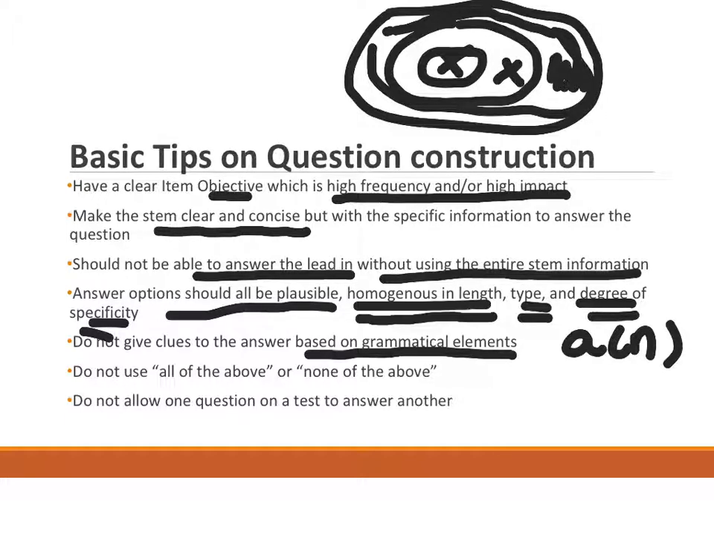So "a" or "an" is a good way of getting around this to some degree, because this takes away the idea that I could know basically how the answer should start based on what grammatical rules are. And singular/plural goes the same way. So you want to make sure that the questions are written such that students can't answer them based on just what grammatically makes sense. Do not use all of the above or none of the above.